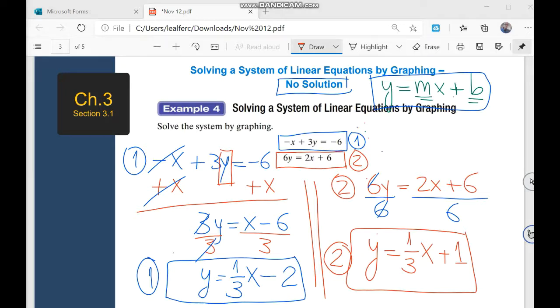If I'm going too fast, if I'm not being clear, send me feedback. Send a message on the chat box. Let me know if you have any complaints. If you're not understanding, let me know. What I'm going to do now is graph these two equations using the coordinate system.